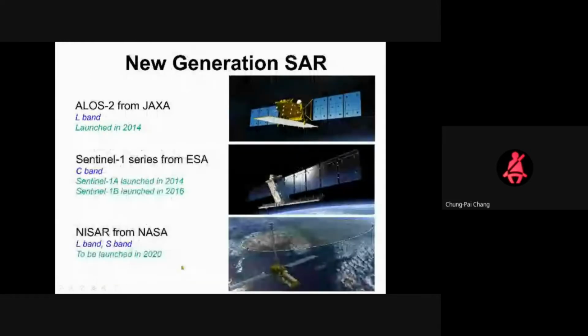Some of the new generation radar satellites include Sentinel-1A and 1B, launched by ESA. That's a very important satellite system because we can obtain this image for free, and we can do a lot of applications based on it. Later, I will show you how to obtain the image for free. There is also NASA's radar satellite, NISAR, and so on.